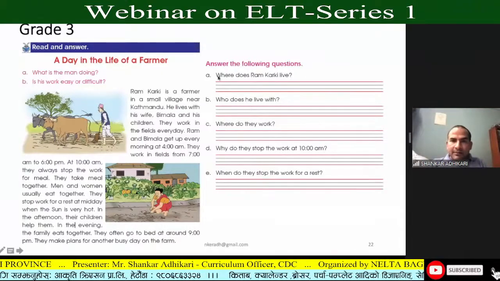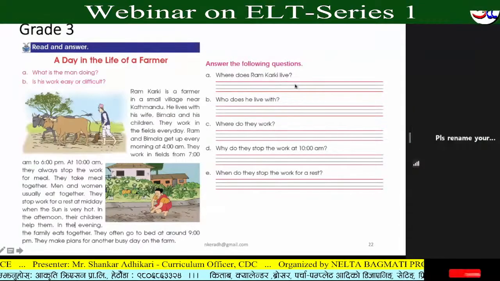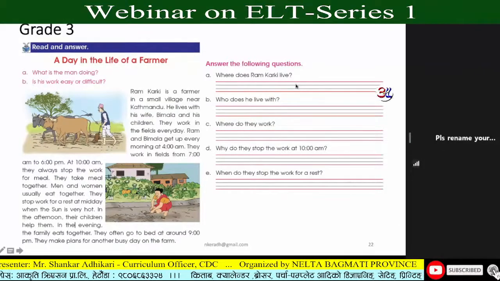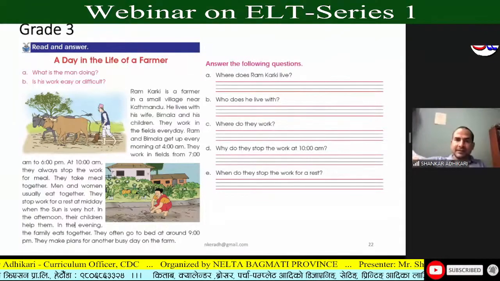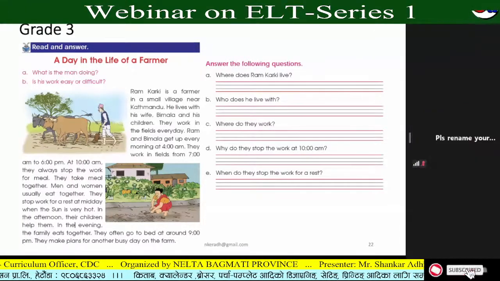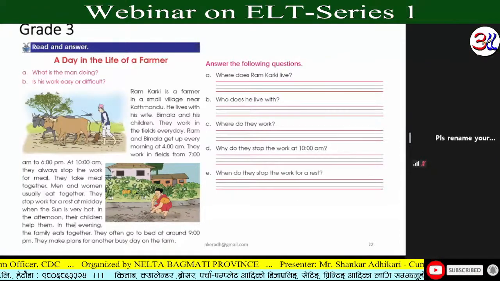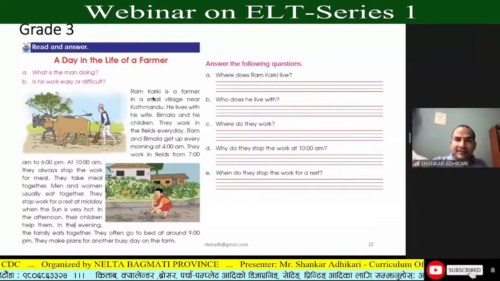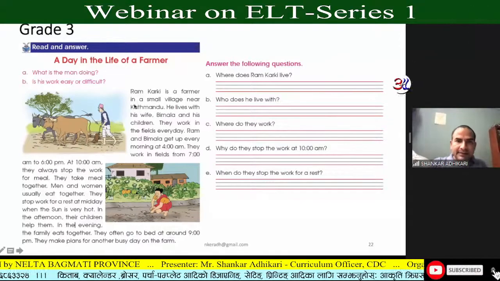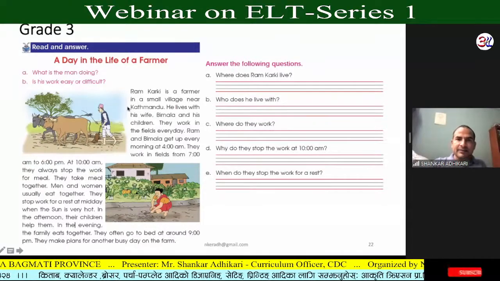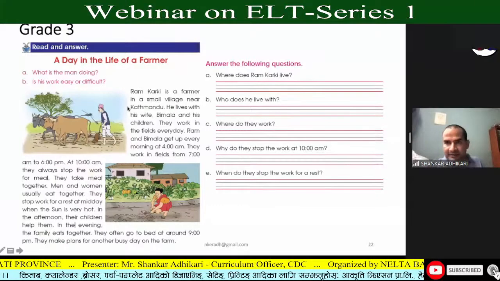Where does Ram Karki live? Read the question. Do you understand the meaning of that question? Where do you live? I live in Falano, right? Where does she live? She lives in Kathmandu. So where does Ram Karki live? Can you look at the text and find out the answer? In a small village near Kathmandu. Yes, in a small village near Kathmandu, right?